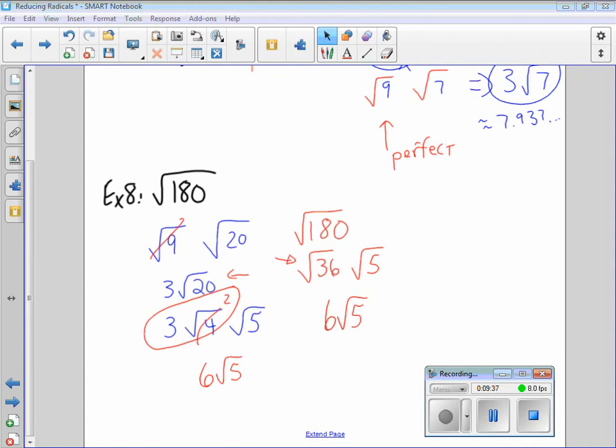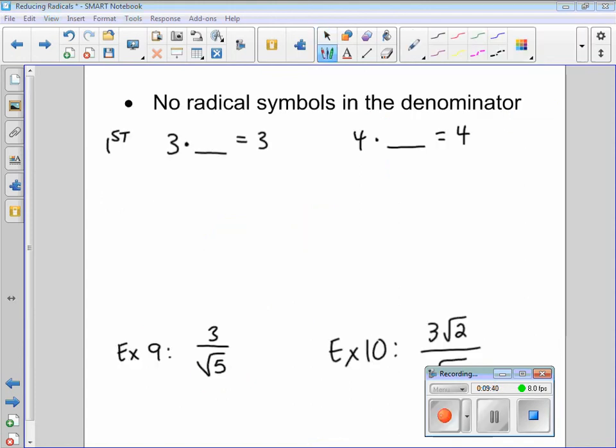Let's go on to the next stuff. So here's the thing. It says no radical symbols in the denominator. So I have to go back and cover something that you already know. 3 times what number gives me 3? So hopefully you said 1, right? 3 times 1 gives me 3. Now I'm thinking of another, look at the 4 one there. I'm thinking of a number that I multiply times 4 and I get 4. See if you can guess what number it is. Put me on pause if you need to, and then come back.